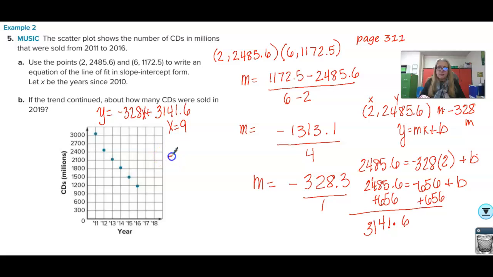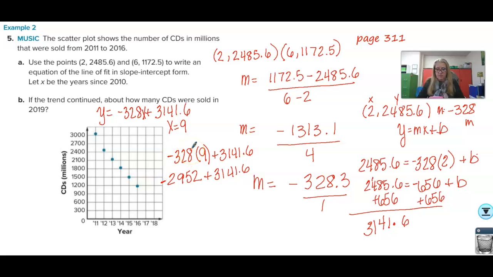So we would substitute. We would do negative 328 times 9 plus 3141.6. I'm running out of room here. Okay, now I do need a calculator. 328 times 9 equals 2952, plus 3141.6. Oh, and this is a negative because that was a negative.